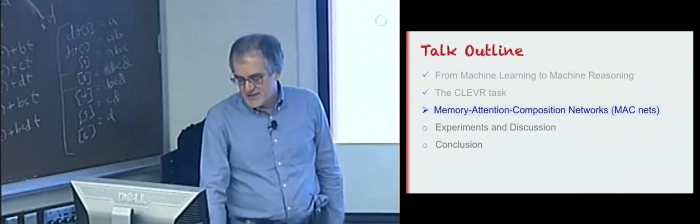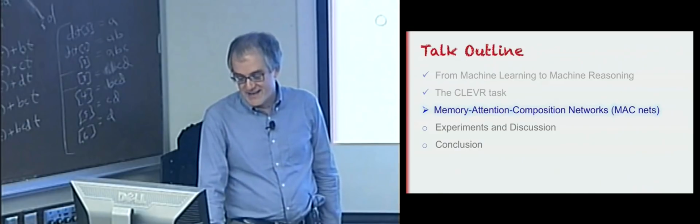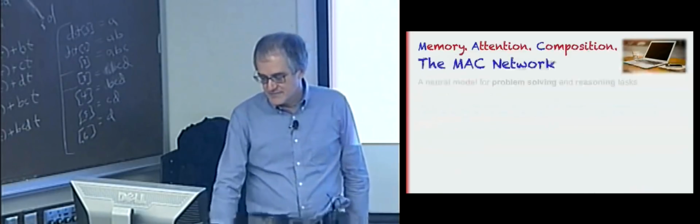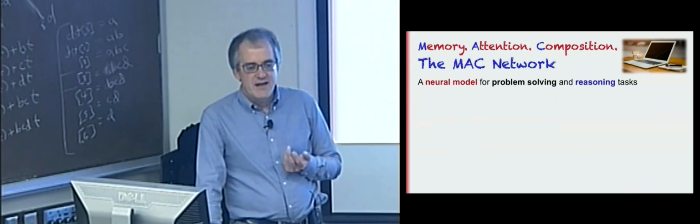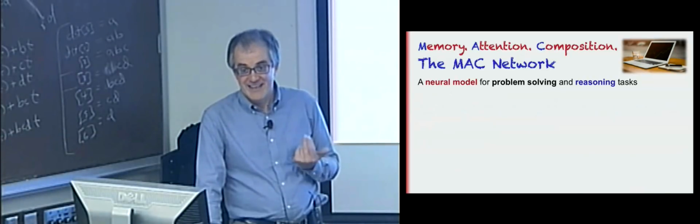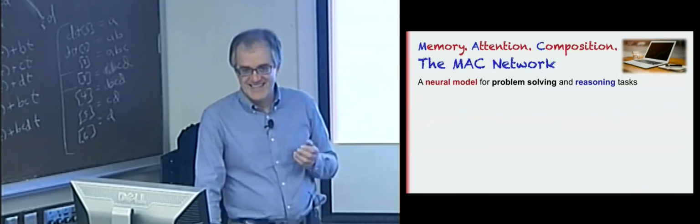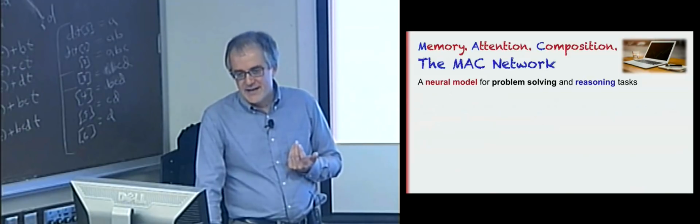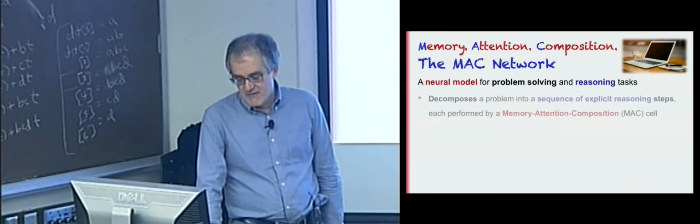Okay, so what I then want to introduce to you is these ideas of our MACnets, so memory attention composition networks. The idea is that we want a neural network architecture which is general and reusable. At least in theory, we're aiming at something that's just a general thinking engine, which we might want to use for different kinds of problems, although up until now we still haven't. That's still future work. But it has some structure in its design, so it's good for problem solving and reasoning tasks.